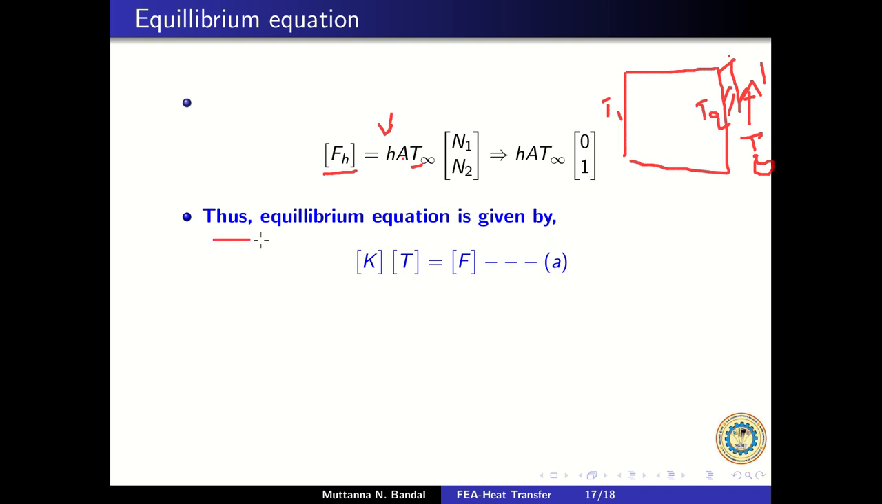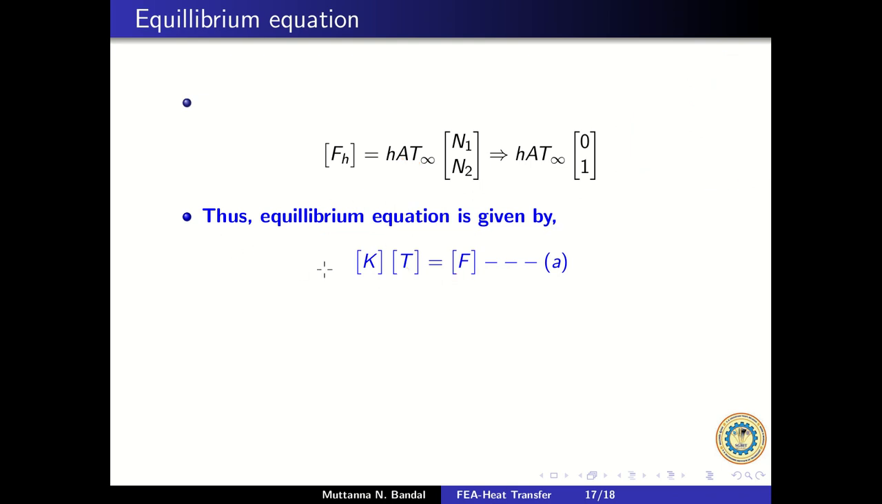Now the equilibrium equation can be written as K into T equals F. So here K refers to thermal conductivity, T refers to temperature, and F refers to the heat that is added to the system. You know that there is air and it has some temperature, and the effect of this temperature will be there on this one. So that will show the amount of heat that is added to the system.